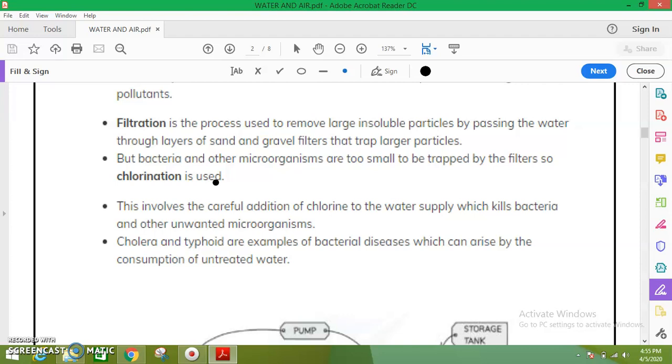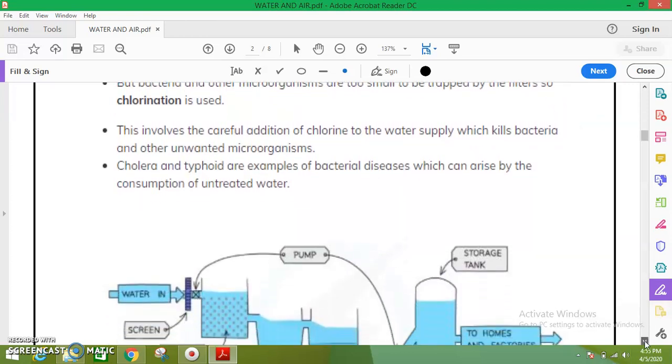bacteria or microorganisms, germs, how to kill germs or bacteria in water? We call that process chlorination, by adding chlorine. Because if there are bacteria and microorganisms, we get many kinds of diseases.